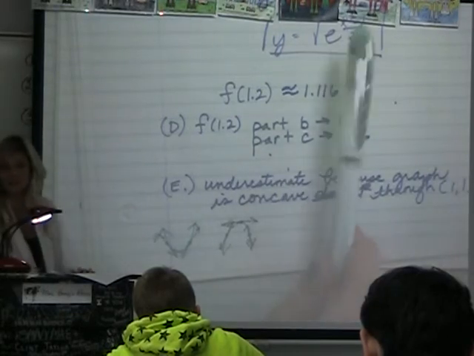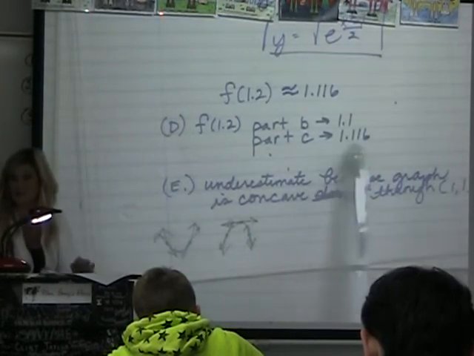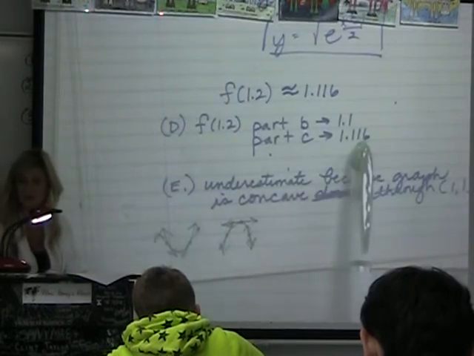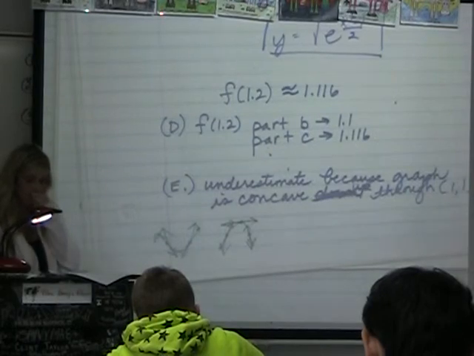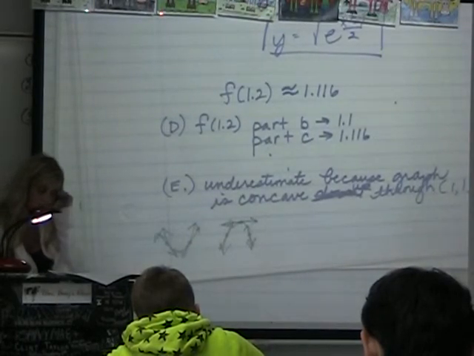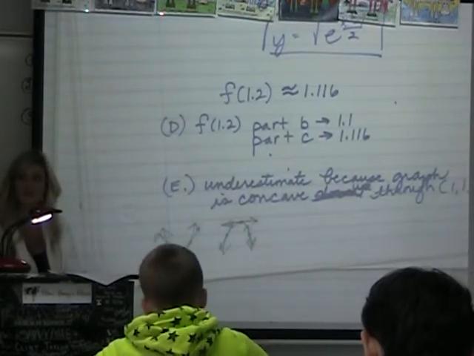And then the particular solution, that actually tells you what the value is. So the 1.116, even though we estimated it to 3 decimal places, that gives you the actual answer. Questions on slope fields?